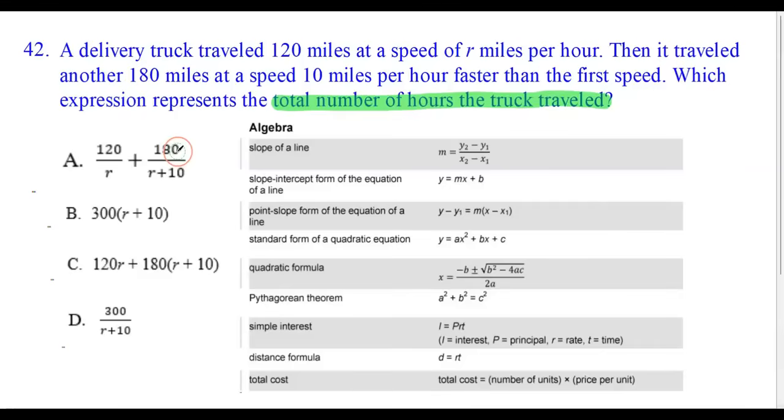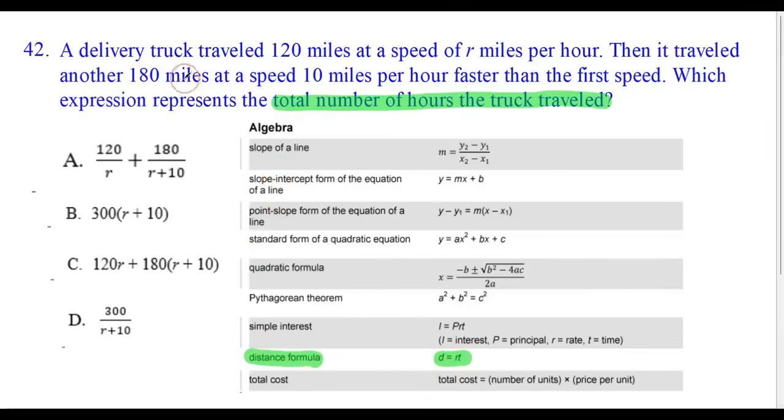So which formula, I took a snippet of the formula sheet here. Which formula do you think would help you solve this problem? Well, if you notice, we're dealing with the amount of miles a truck traveled, which represents distance. We're dealing with speed, which implies rate, and it asks for the total number of hours or time that the truck traveled. When you see problems like this with distance, time, rate, speed, you're going to want to use the distance formula, which is D equals RT.